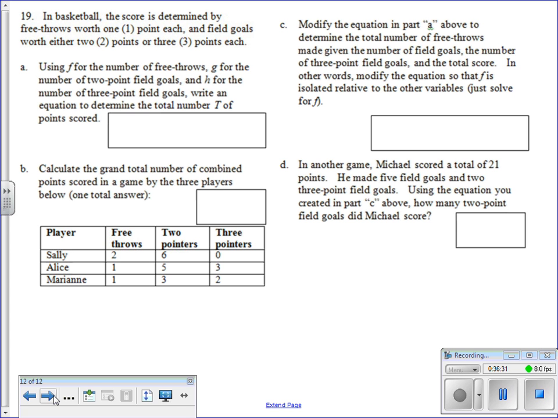Okay, 19, still a performance task. Basketball, the scores determined worth free throws worth 1 point, field goals worth either 2 or 3 points each. Use F for free throws, G for 2-point goals, H for 3-point goals, and write an equation to determine the total number of points scored. So my total equals 1 times the number of free throws plus 2 times the number of 2-point goals plus 3 times the number of 3-pointers.